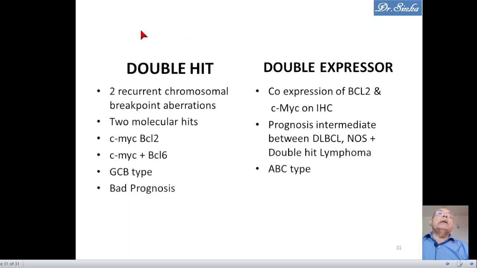A few words about double hit and double expression lymphomas. In double hit lymphomas, two recurrent chromosomal breakpoint aberrations are found and indicate bad prognosis. In case of double expression lymphomas, there is co-expression of BCL2 and c-MYC on immunohistochemistry, and this also has poor prognosis.